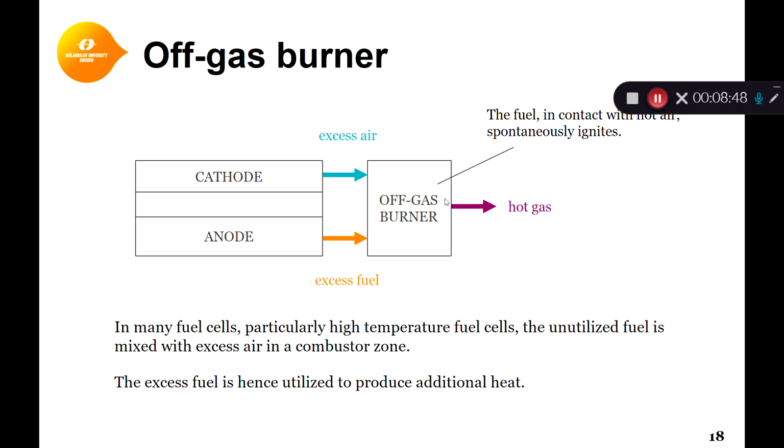Usually, as we saw in last module, not all the fuel is oxidized in the fuel cell. There is always about 20–30% of excess fuel that leaves the fuel cell. So mostly in fuel cells, especially in high temperature fuel cells, there is an area called post-combustor zone or off-gas burner where the excess fuel and the excess air meet. The excess fuel ignites spontaneously because of the high temperature, and so all the excess fuel is totally oxidized, and additional heat can be produced in the fuel cell stack.